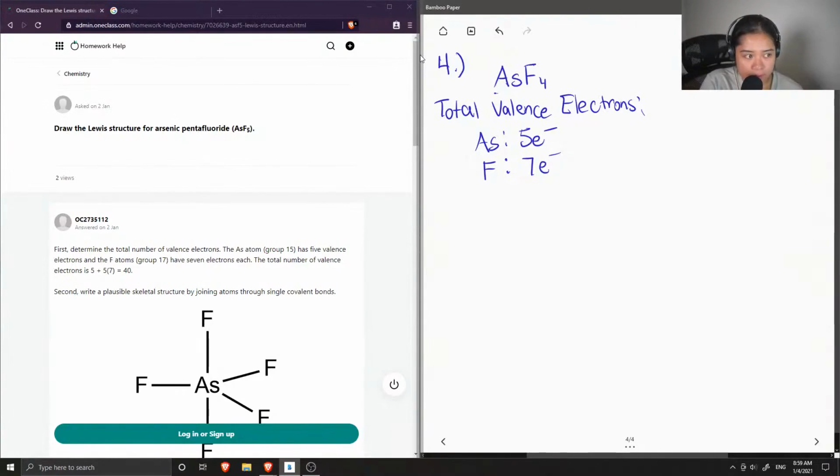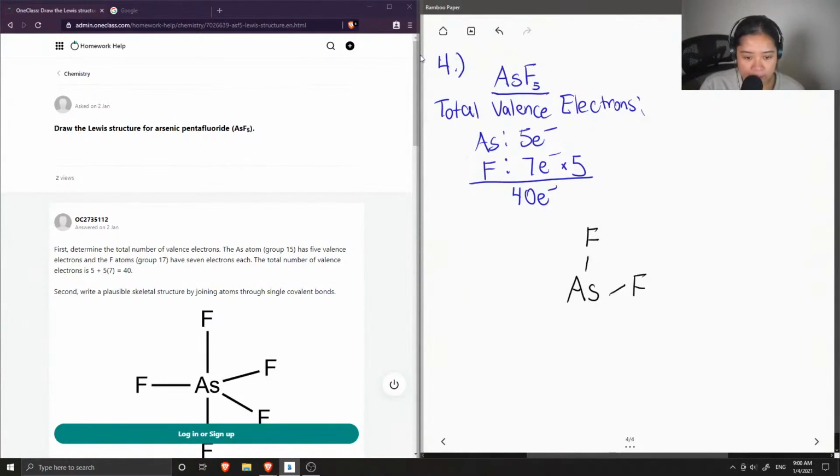So our molecule is arsenic pentafluoride, so I need to multiply this by 5. And then 35 plus 5 is 40 valence electrons in total. Now it sounds like a lot, but once you actually draw it, so let's draw arsenic in the middle as our central atom, and then all of the fluorine atoms around it.